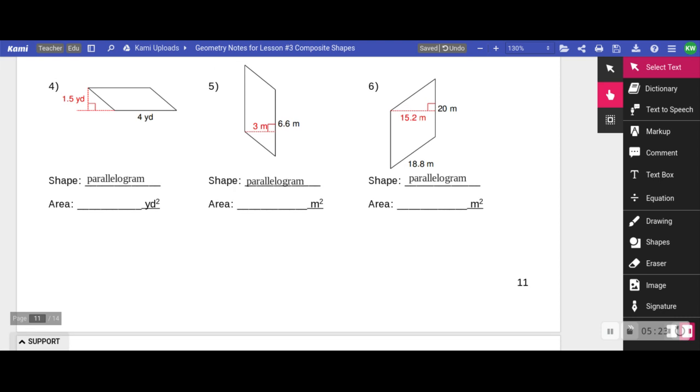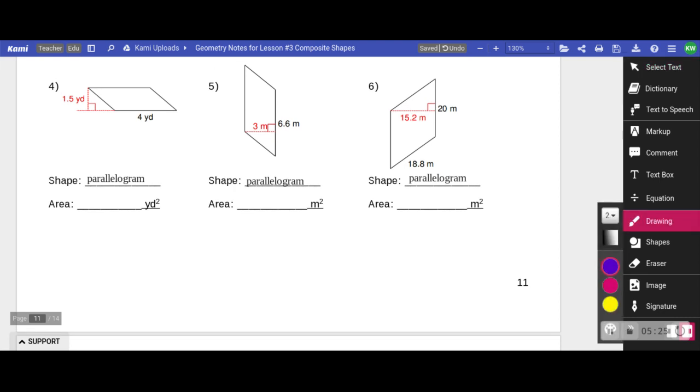All right, moving down the page. These are parallelograms. Now for parallelograms, we're going to do base times height. So I want you guys to make sure you write that formula each time. Area equals base times height. Area equals base times height. Area equals base times height.